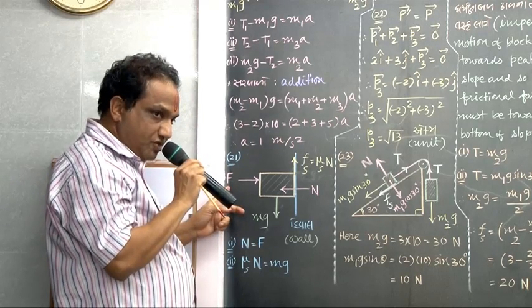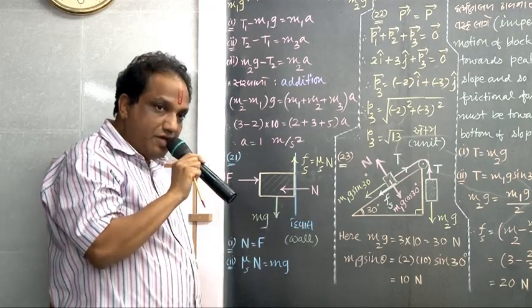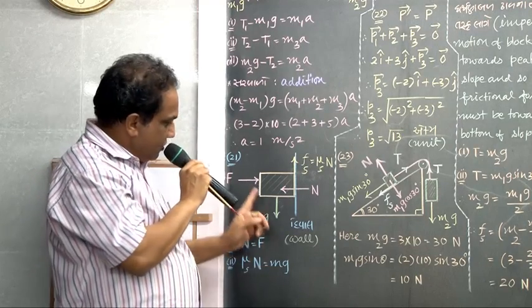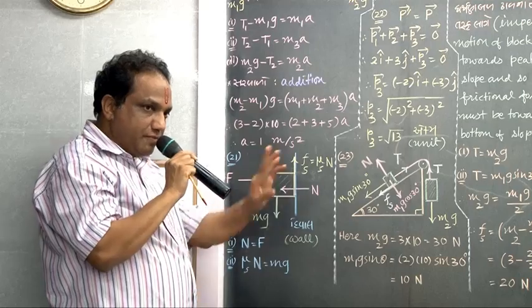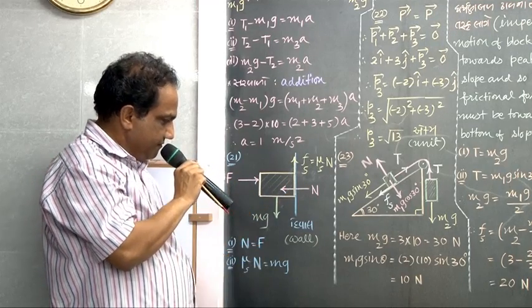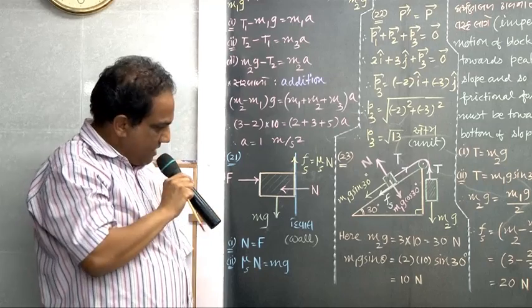Magnitudes of force of action and force of reaction have to be equal. Action and reaction are equal in magnitude. So F equals N. Reverse, N equals F. Correct?